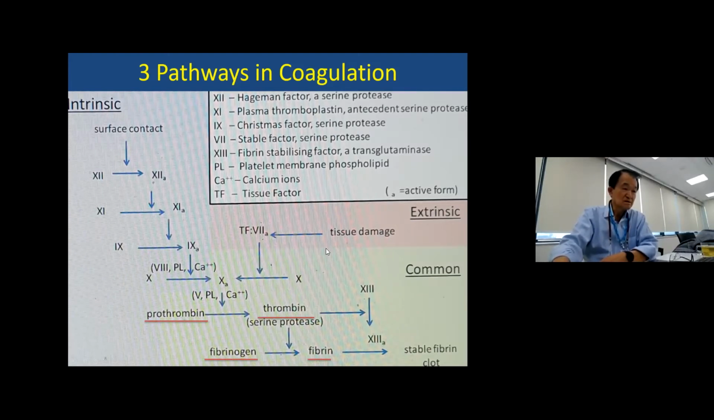The important step is converting factor 10 to 10A. And then, finally, prothrombin has to be converted to thrombin. This thrombin helps to convert fibrinogen to fibrin. So thrombin is more like a protease, an enzyme sort of melting things.